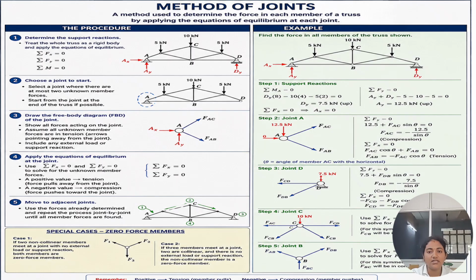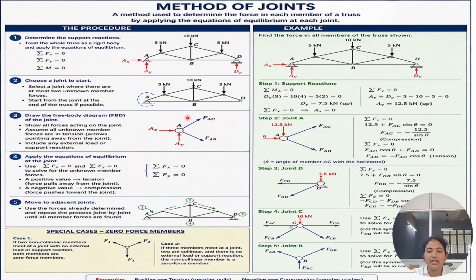While using this method, we have to select a joint, either A or D. While selecting joint A, we start by drawing the free body diagram and the forces that act on joint A. At A, we have the horizontal reaction AX, the vertical reaction AY, and the forces acting as FAC and FAB.